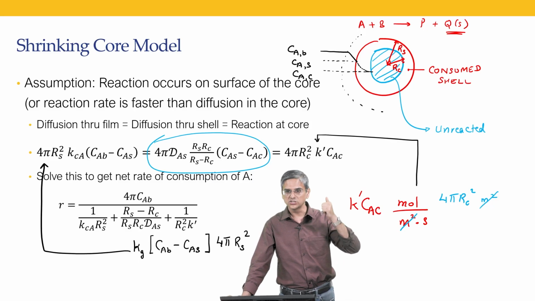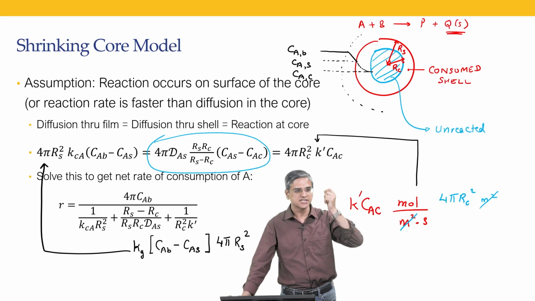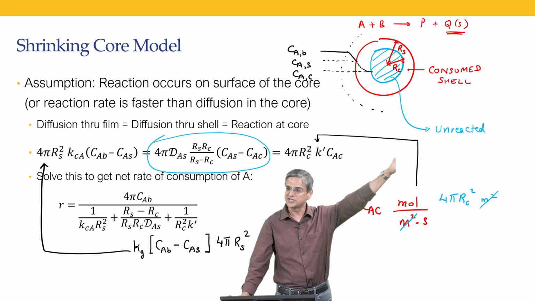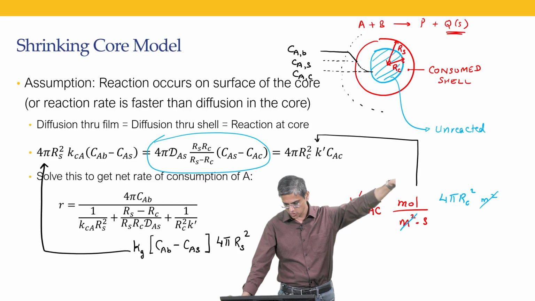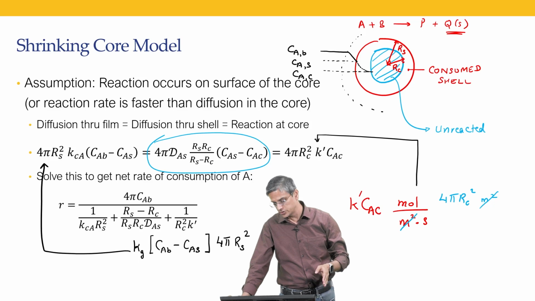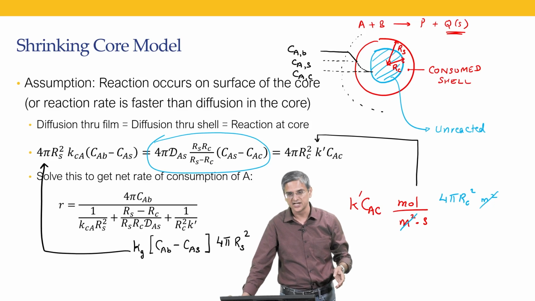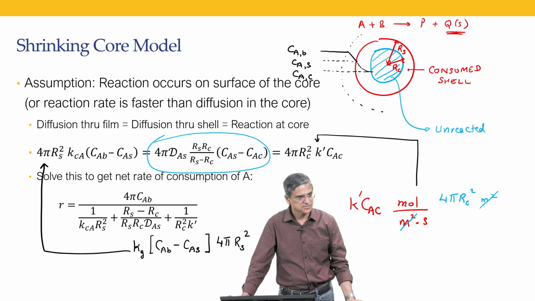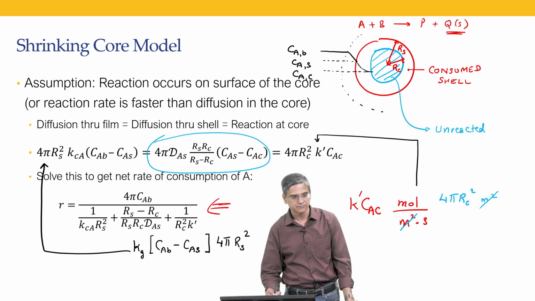What are the two unknowns? CAS and CAC. You know CAB, okay. You have measured CAB, that is the assumption over here. Okay. Use equation 2 and 3 to get rid of CAC, and then use equation 1 and 2 to get rid of CAS. When you do that, the bottom expression, this expression is what you will get.